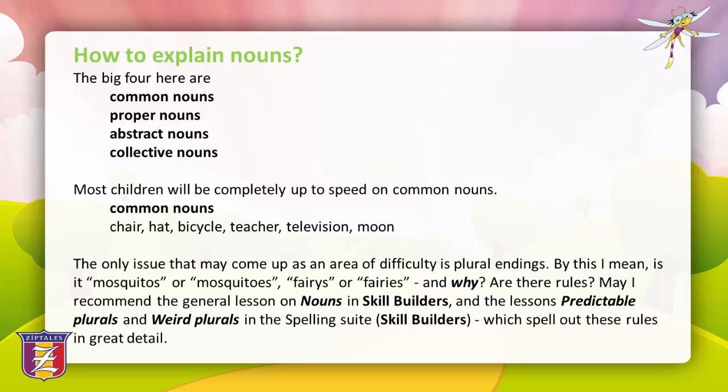The only issue that may come up as an area of difficulty is plural endings. By this I mean, is it mosquitoes, OS, or mosquitoes, OES? Is it fairies, YS, or fairies, IES? And why? Are there rules? May I recommend the general lesson on nouns in Skill Builders and the lessons Predictable Plurals and Weird Plurals in the Spelling Suite, also in Skill Builders, which spell out these rules in great detail.